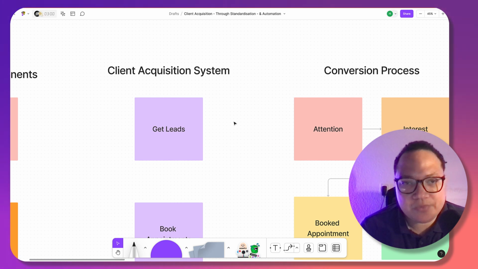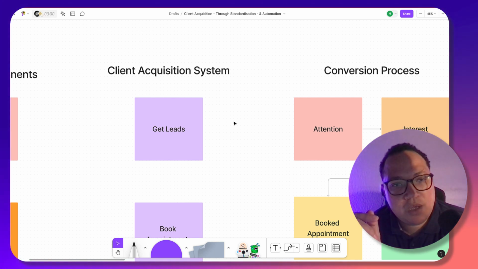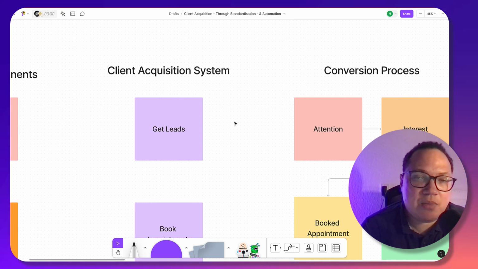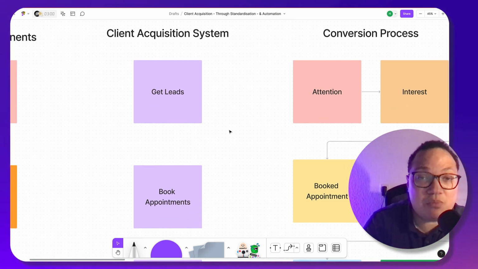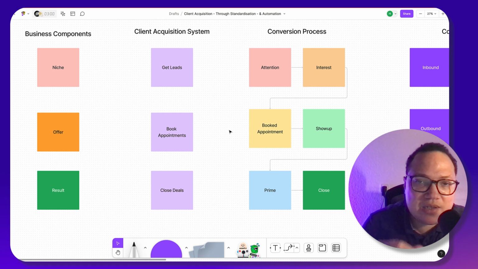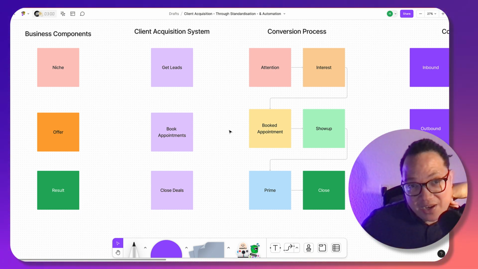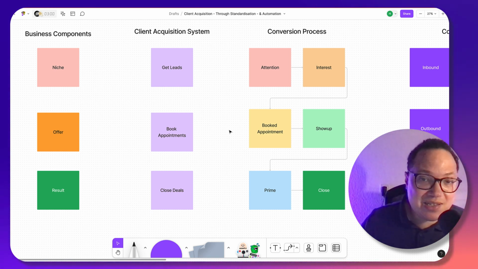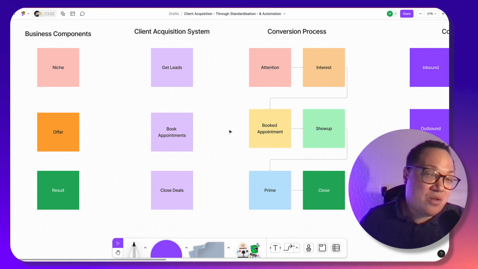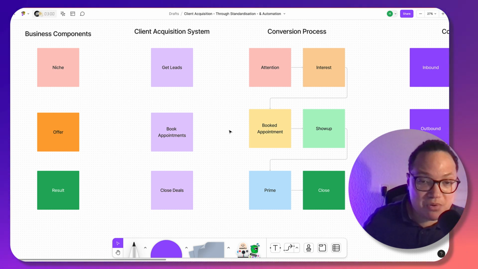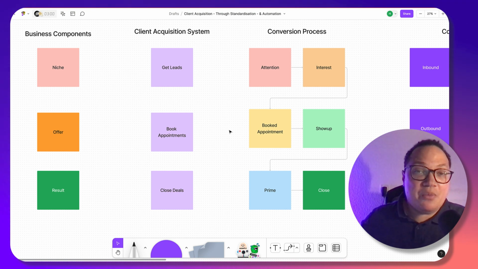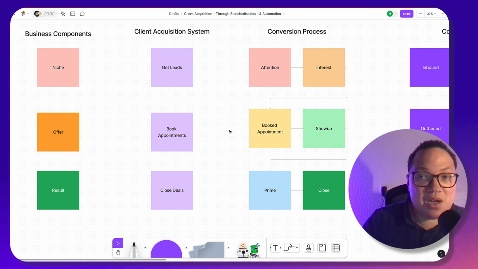And so next is the client acquisition system. So what is a client acquisition system actually? Put into very simple terms, a client acquisition system consists of 3 components: you've got to get leads, you've got to get booked appointments, and then you've got to close deals. Those are the 3 pillars of a client acquisition system: getting leads, getting them to book appointments, and getting them to close and become customers.